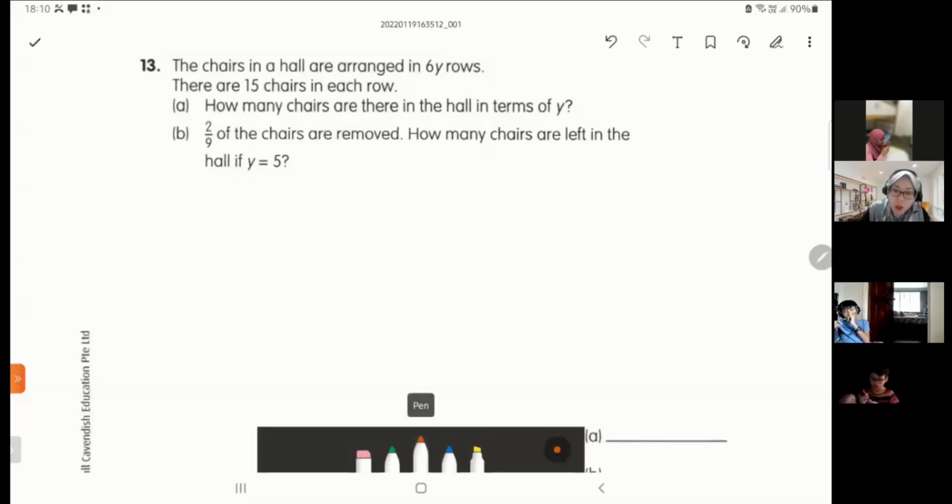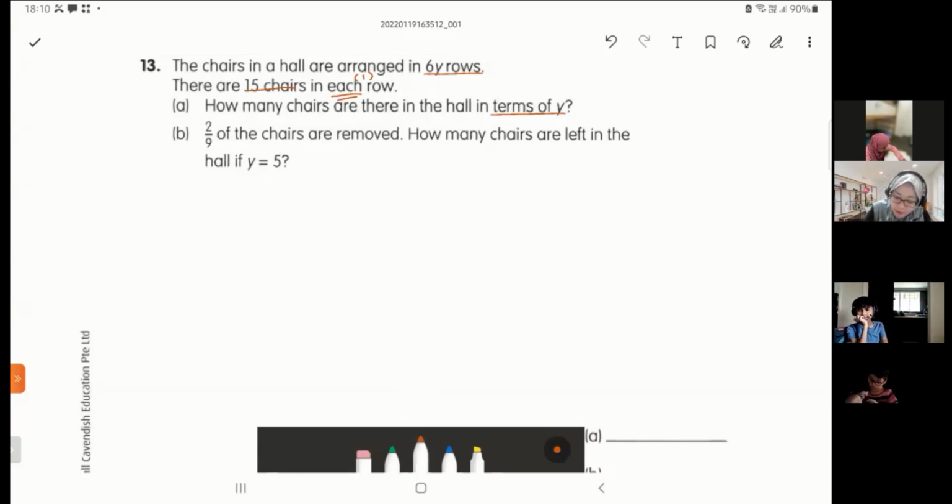The chairs in a hall are arranged in 6y rows. There are 15 chairs in each row. Each means one row, okay? How many chairs are there in the hall in terms of y? When they say in terms of y, it means it is an expression. You don't have to solve it. Leave it as it is, whatever you get.